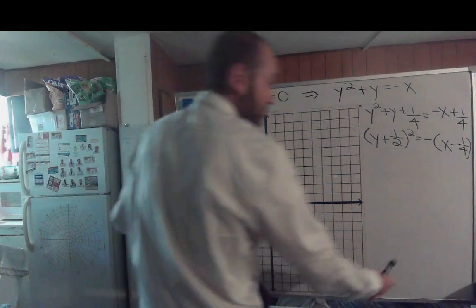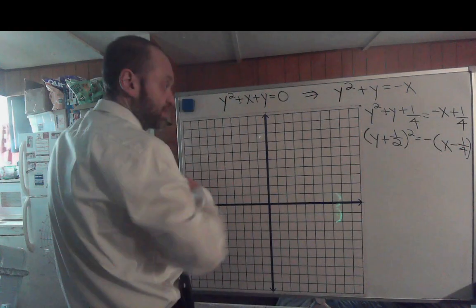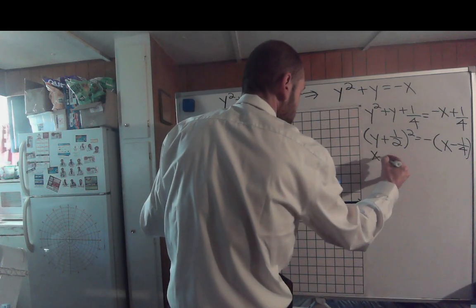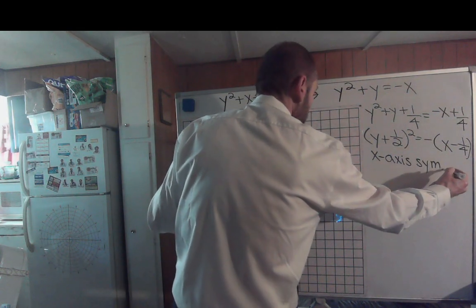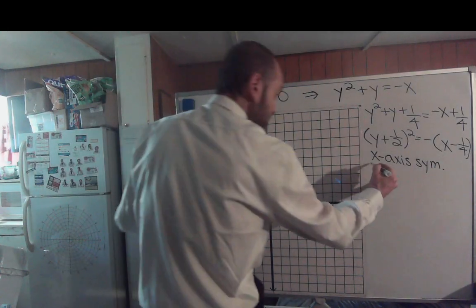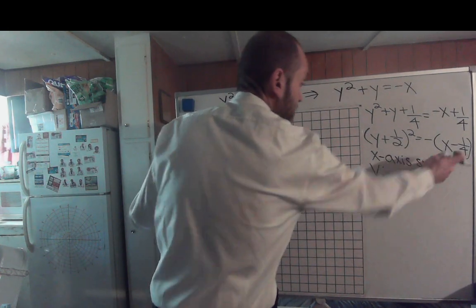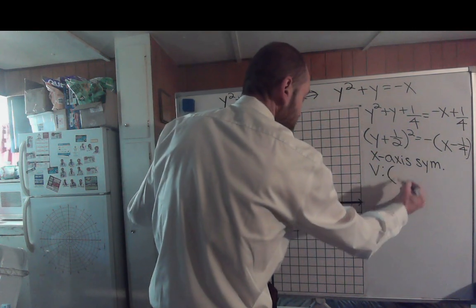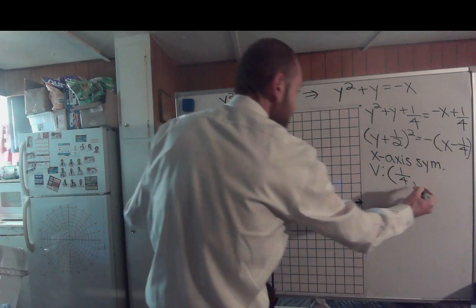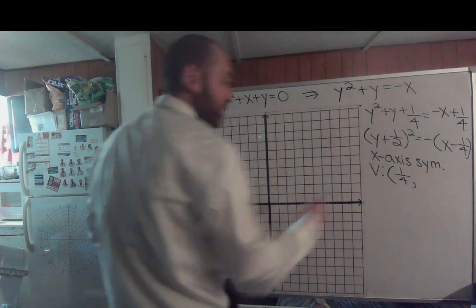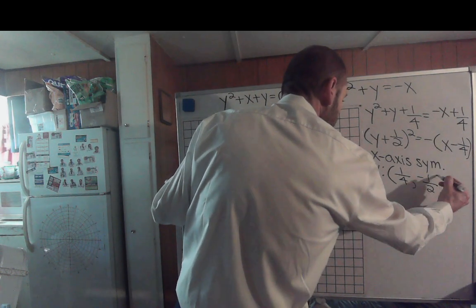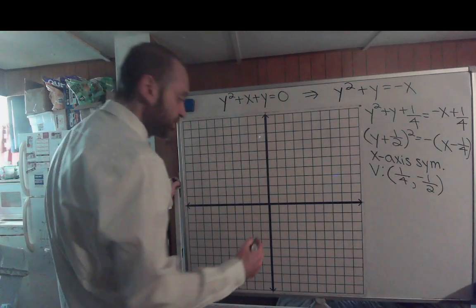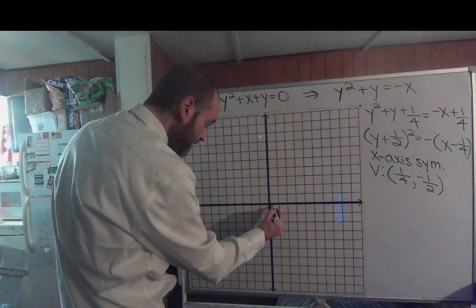The linear variable, of course, is x. That means this is definitely going to have x-axis symmetry. So that should help us out. Now, what's the vertex? If I set that x minus 1/4 equal to 0, I'll get positive 1/4 for my x-coordinate. If I set y plus 1/2 equal to 0, I would get y equals negative 1/2. So my vertex can be found at the coordinate 1/4, negative 1/2, which would be right about there.